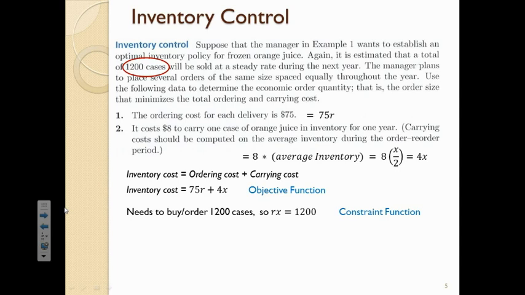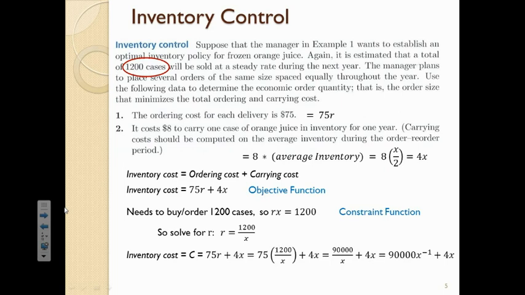So now we do the same thing that we did in the prior class. We take our constraint function and we solve it for R. We could solve it for X if you want to. Either way will work. If we solve it for R, it's in terms of X, which most students like to work with. So R will equal 1,200 over X. Then we take this and put it into our objective function, our inventory cost. So the 75R becomes 75 times 1,200 over X plus 4X. And then, of course, we do the math, the simple algebra, to get 90,000 over X plus 4X.